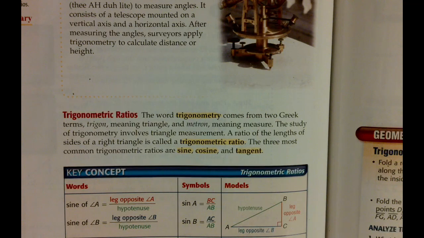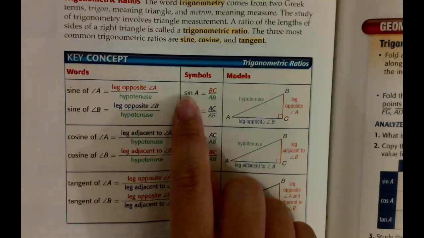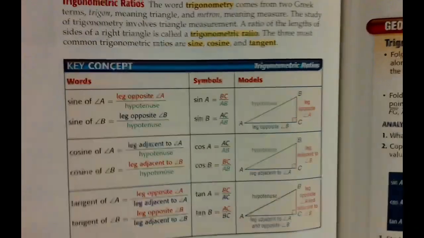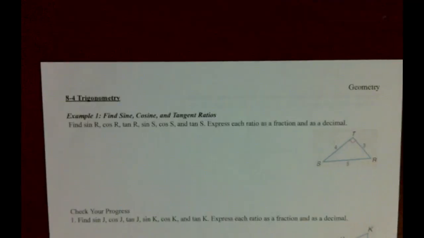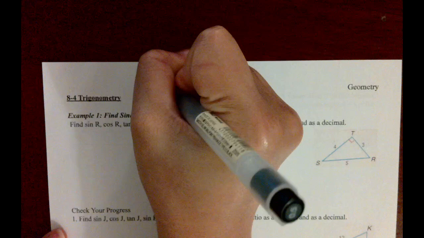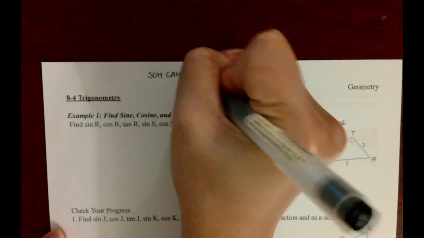And a ratio of the lengths of sides of a right triangle is called a trigonometric ratio. The three most common trigonometric ratios are sine, cosine, and tangent, which we abbreviate into SIN for sine, COS for cosine, and TAN for tangent. To help you remember sine, cosine, and tangent and what they stand for, you might have heard of the word SOHCAHTOA.